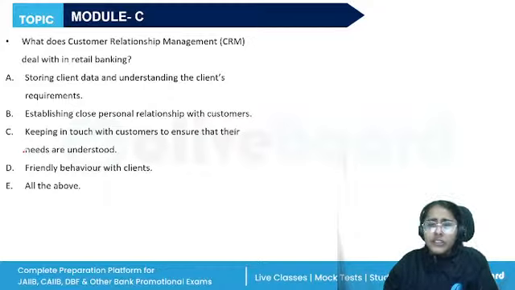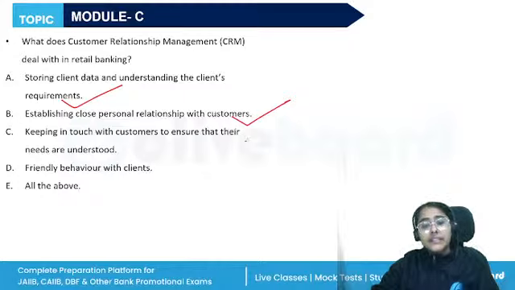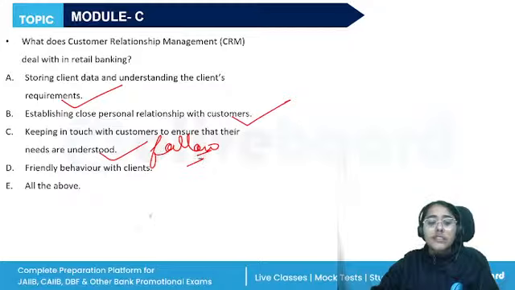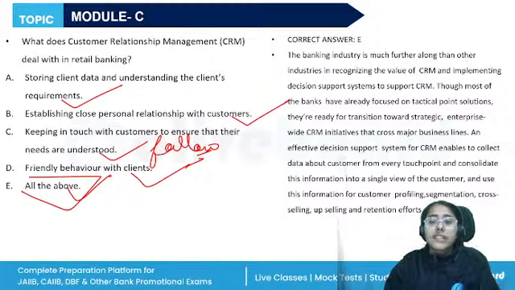These are very simple questions, right? So we will see this as a revision of the whole chapter. What does customer relationship management deal with in retail banking? Storing the client data and understanding the client's requirements. Yes, establishing close personal relationship with the customer on a dynamic basis. Updated needs and requirements should be known by the bank. Keeping in touch with the customers to ensure that their needs are understood. So follow up on the service and products, friendly behavior with our clients, and all of the above. So all of the above is correct.